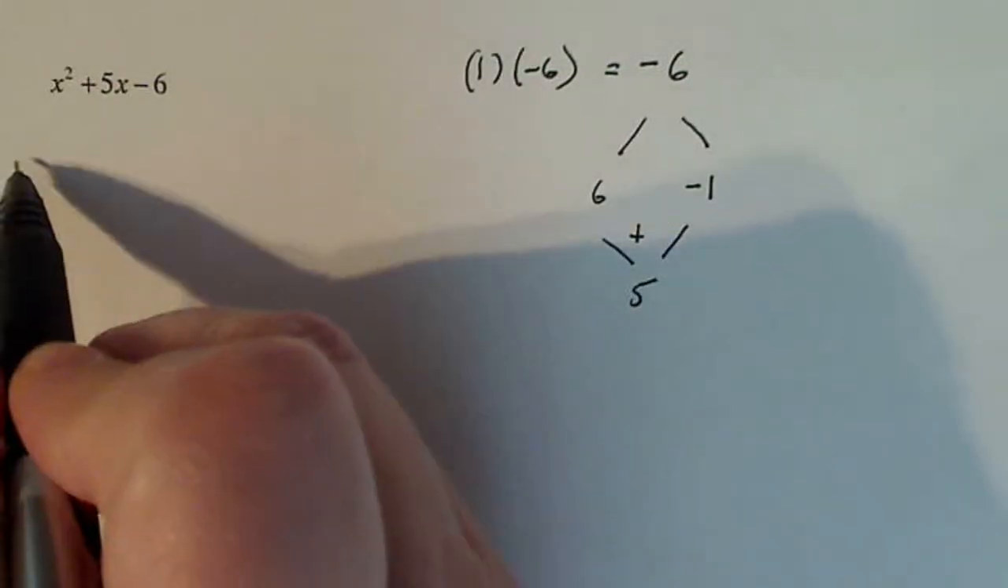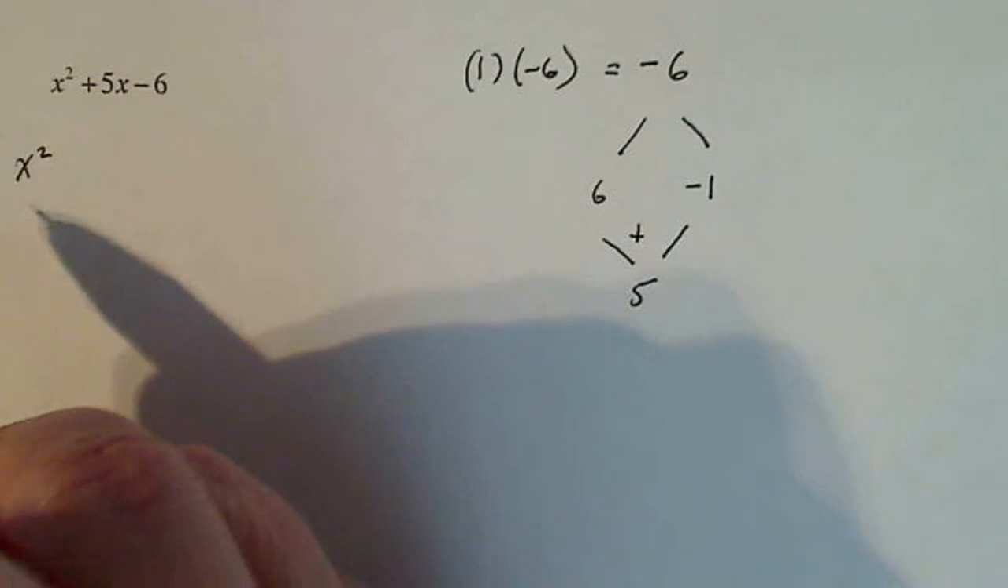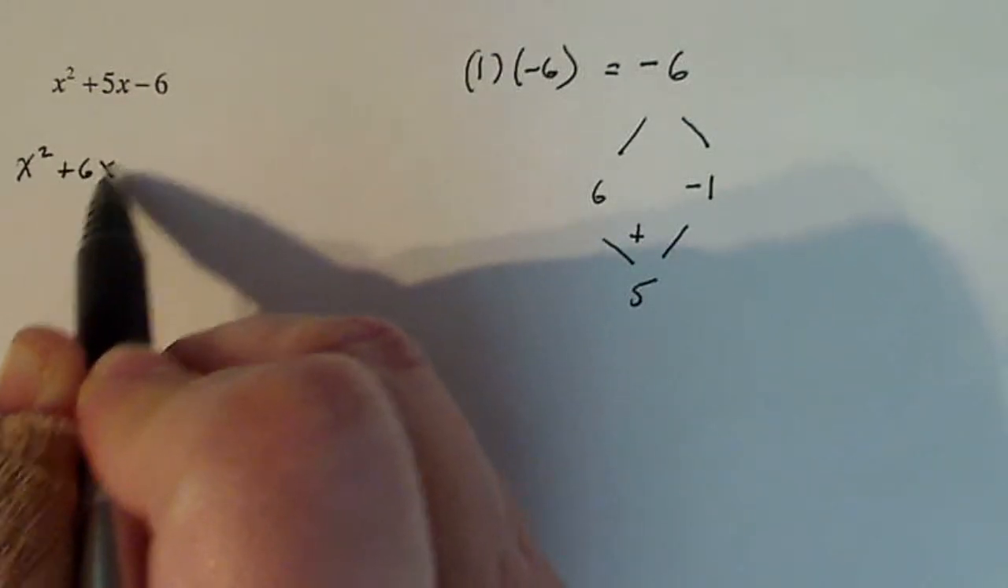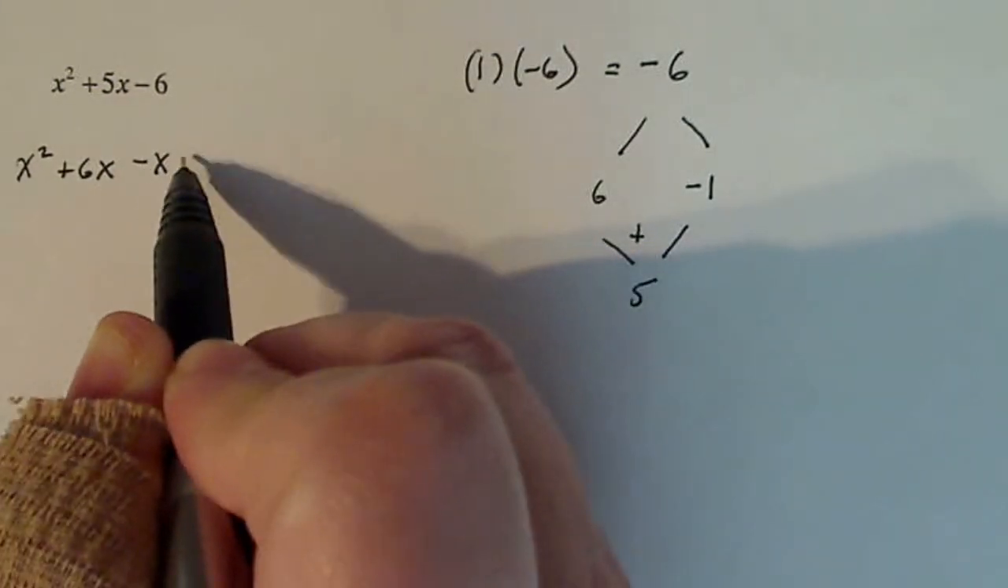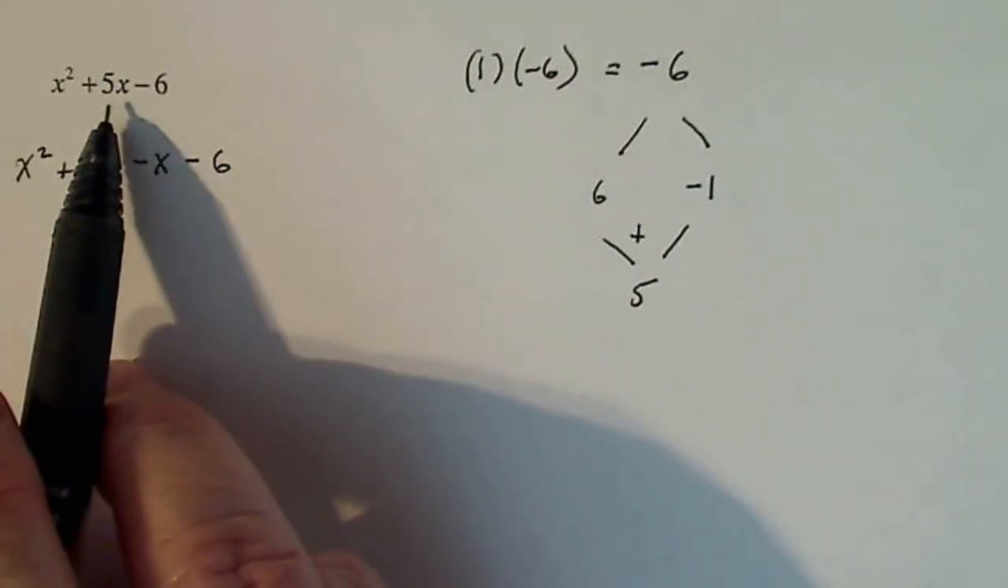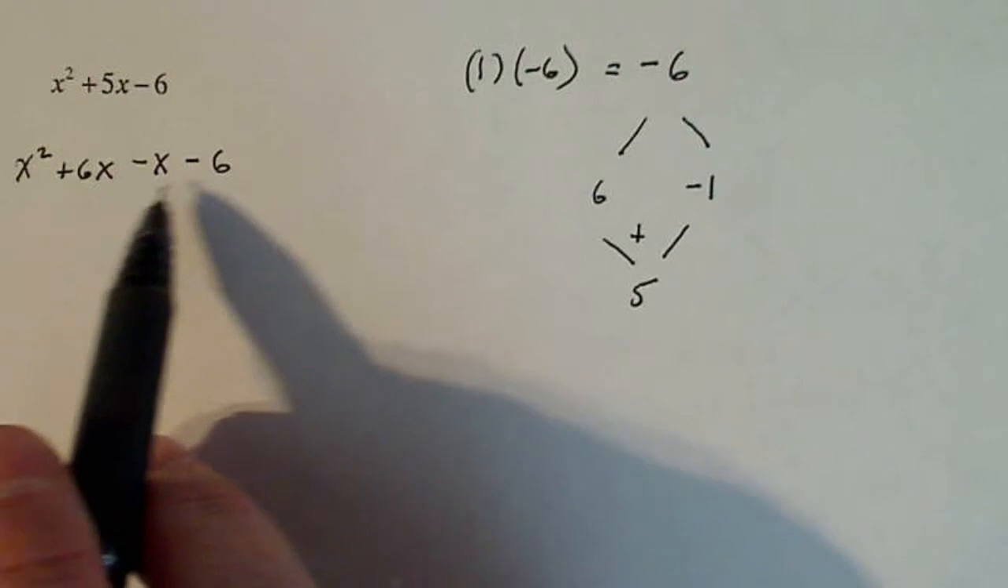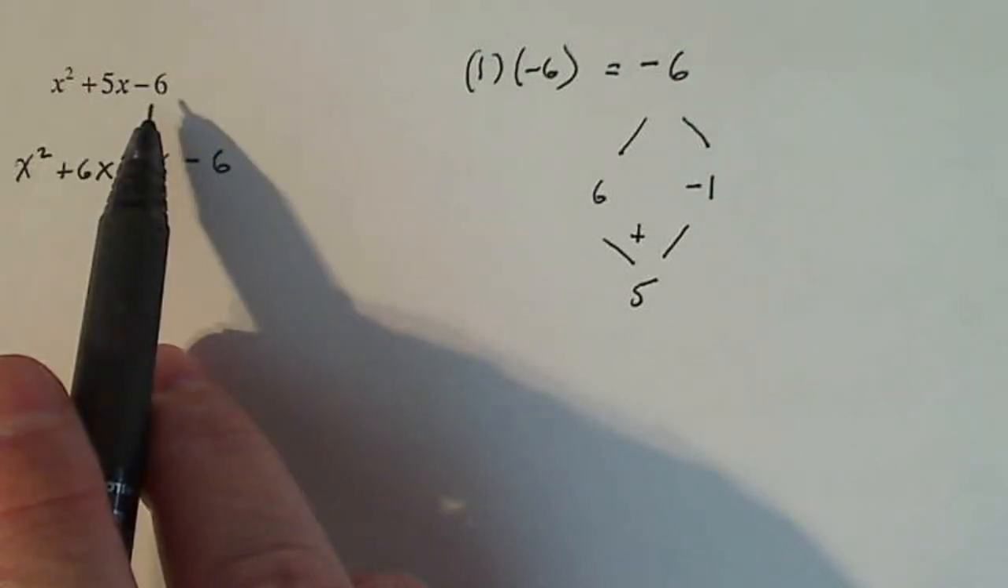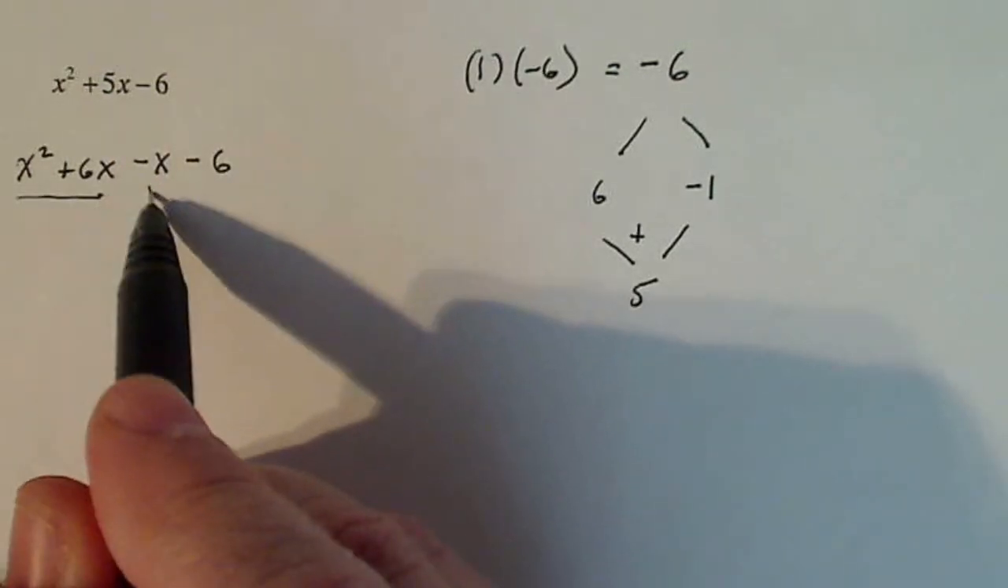So I'm going to rewrite this statement. x squared plus 6x minus x minus 6. Notice that 6x minus x is positive 5x. So this statement down here is exactly the same as this statement here. Now I'm going to factor by grouping.